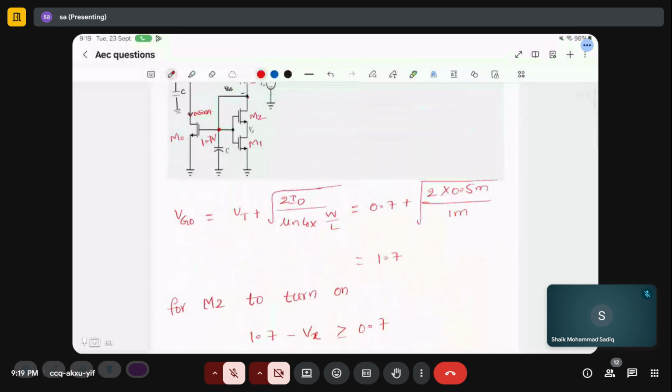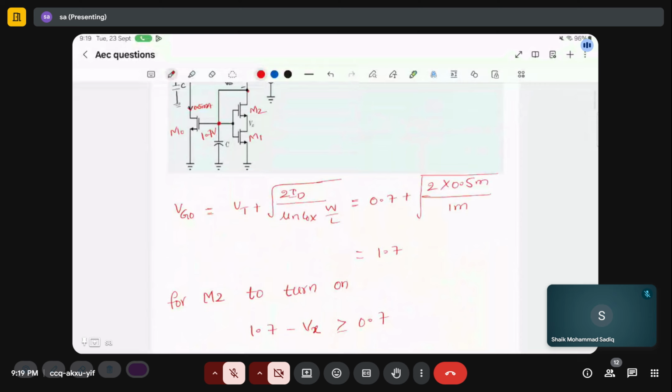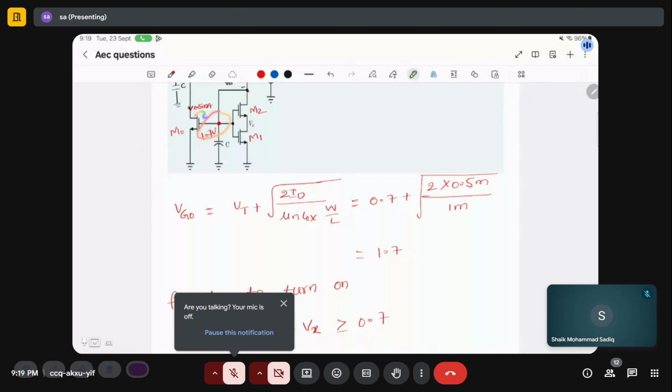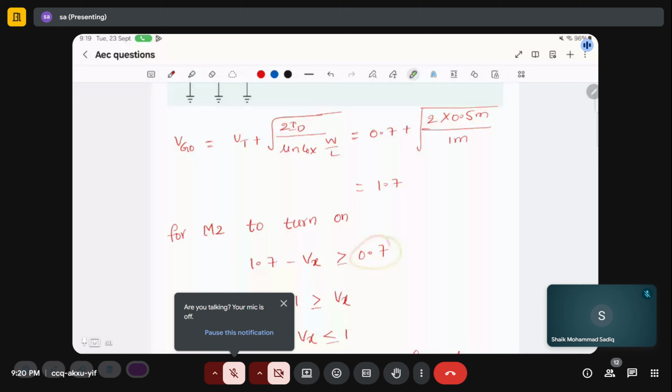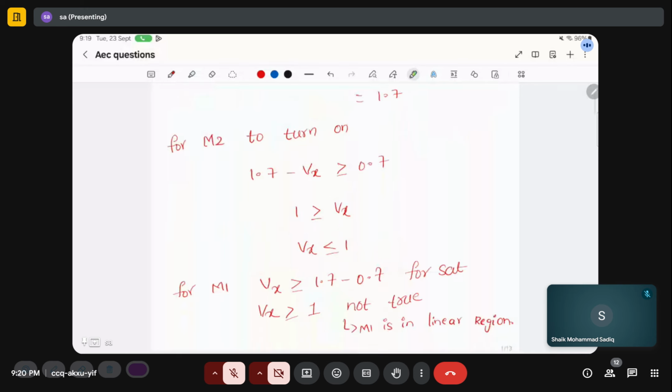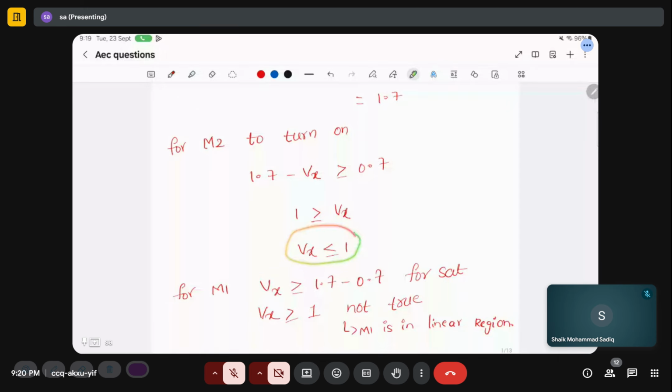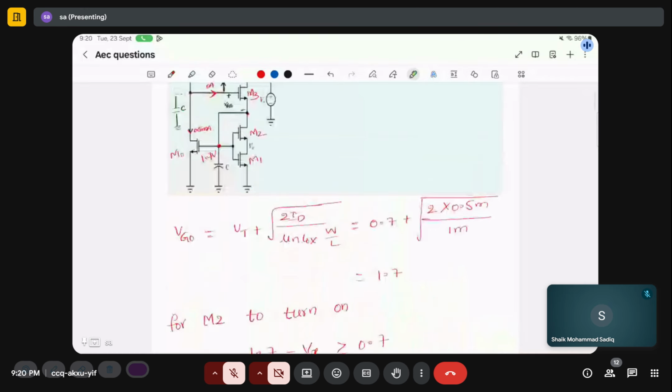For M2, VG is 1.7 volts, Vs is Vx, and VT is 0.7 volts. If you simplify, it comes out as Vx should be less than or equal to 1 volt. But for M1, the VGS condition is satisfied. It is already 1.7 volts.